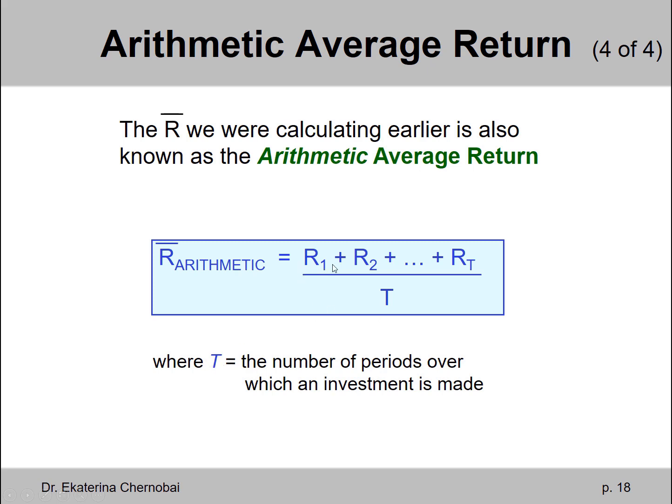So R1 plus R2, and you keep adding the R's, and the last one is R subscript T. And you divide that sum by T. T is the number of periods over which an investment is made. So in our example with the graph, that would be 91 years. So T would equal 91.